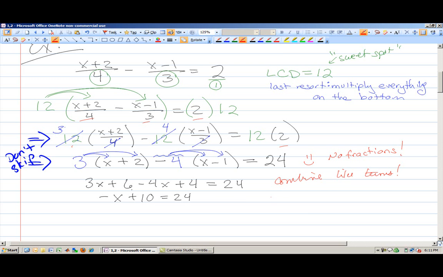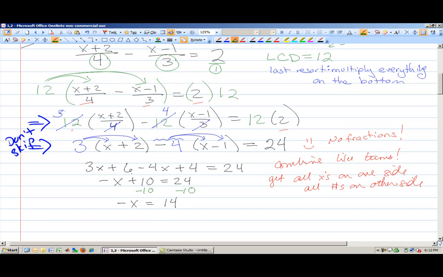All right. Now we want to get all the x's on one side and all the numbers on the other side. So we're going to get rid of this 10. To move the 10 over, we're going to subtract 10 on both sides. And now we've got negative x equals, what is that, 14? All right, now I need to get rid of that negative sign. So now we can divide.